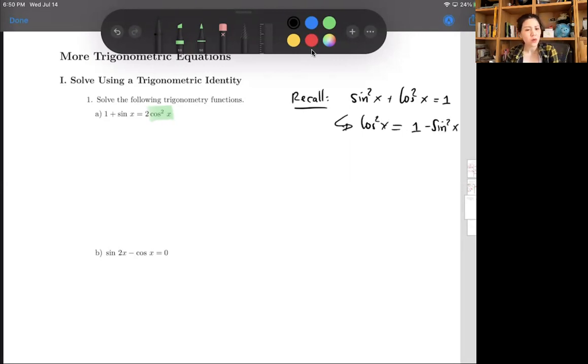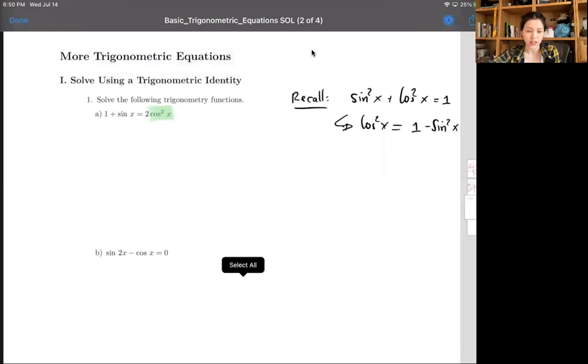Now, why do I want to do this? Because on the left hand side, I have sine x, and on the right hand side, I have cosine squared x. There's nothing I can do if I leave cosine squared x like that. So one way is to switch it into sine squared x, and then I see a quadratic equation, quadratic in form, and then we're going to factor it and solve for x.